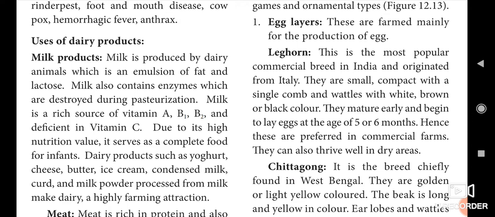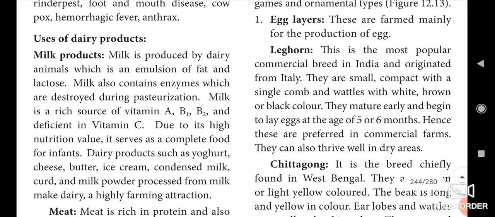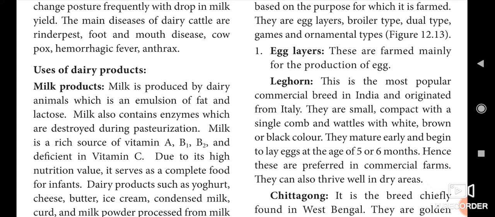Hence these are preferred in commercial farms. They can also thrive well in dry areas. It can also survive in dry areas. So this is the most popular commercial breed in India. It originated in Italy.